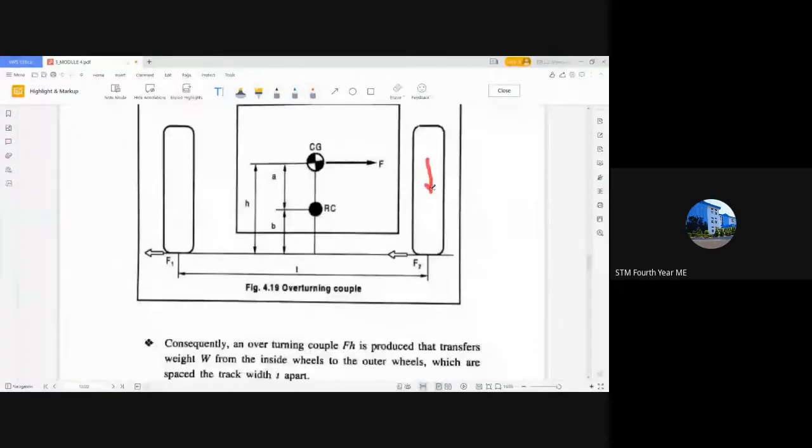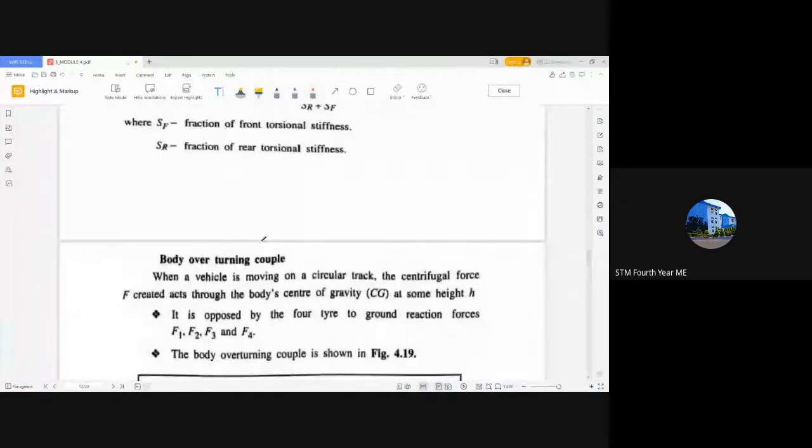So the weight shift occurs till here. Once the weight shift occurs here, the body completely flips over. Both the moments occurring here are one moment for the translatory or the centrifugal force, and that centrifugal force is FH. You must understand one thing: this is overturning, while this is a roll couple.